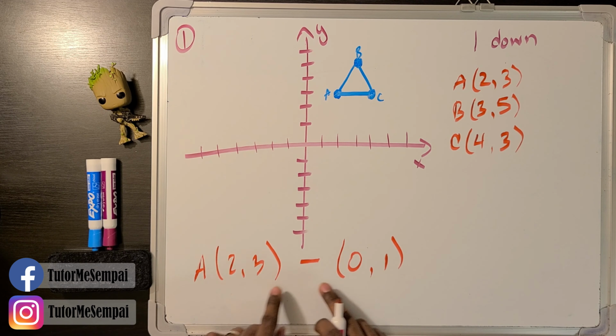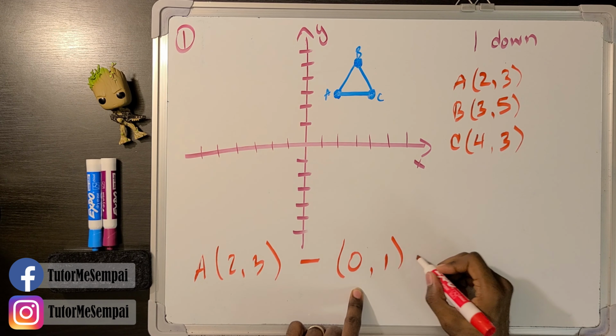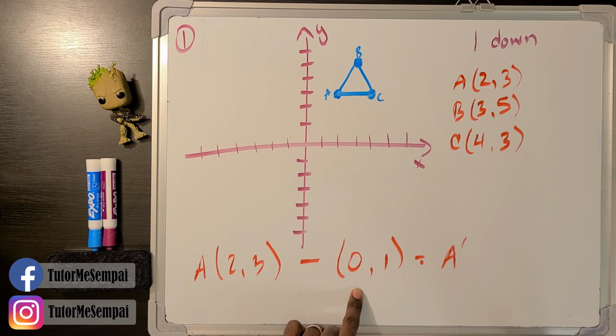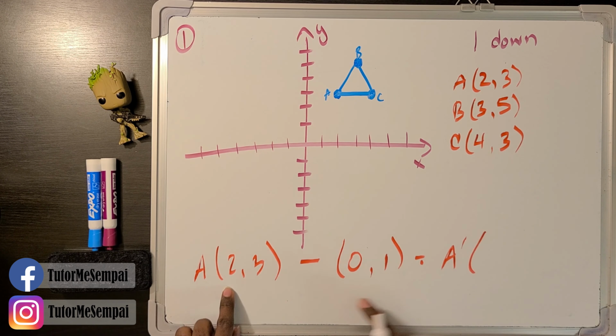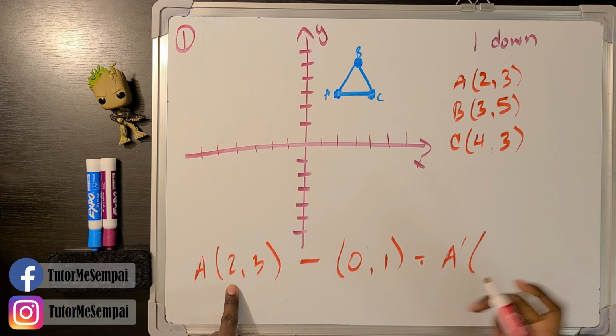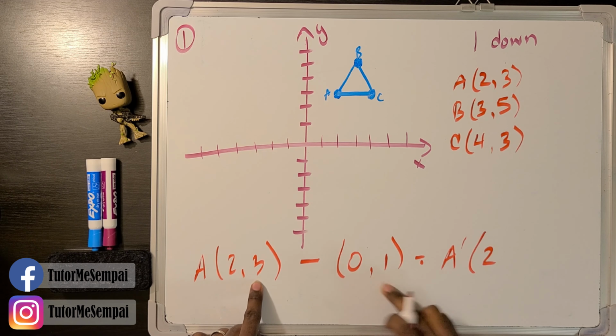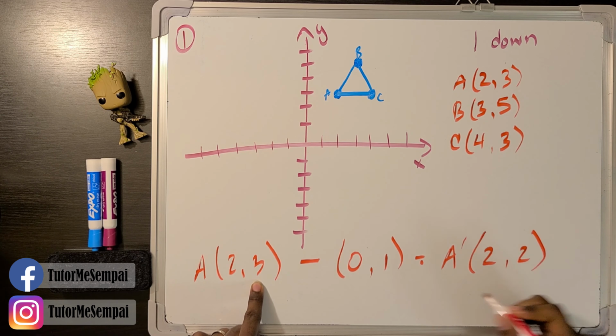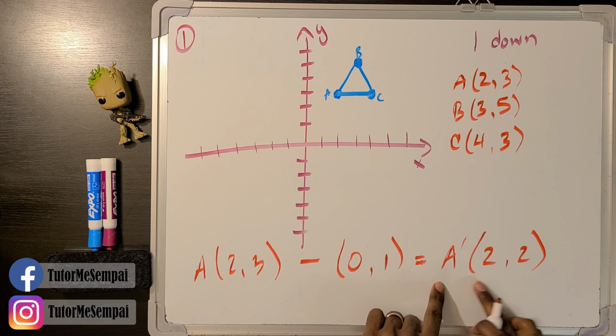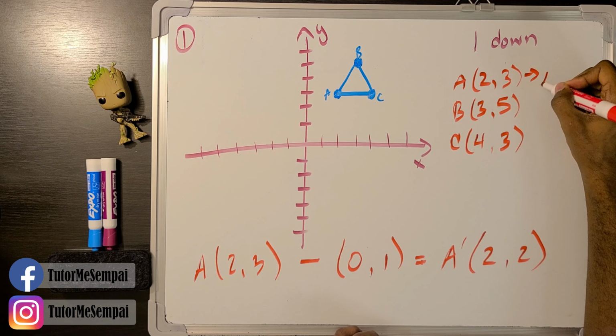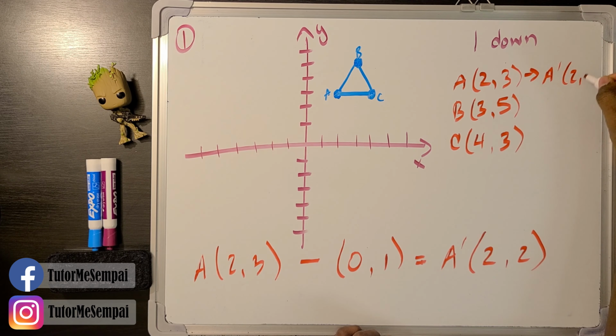So A is going to subtract 1 from y, which results in A prime. I'm saying A prime because it's the transformation of A. And we don't subtract anything from that 2, so it stays 2. But we subtract 1 from this 3, so our final result is going to be A prime (2, 2). So this goes to A prime of (2, 2).